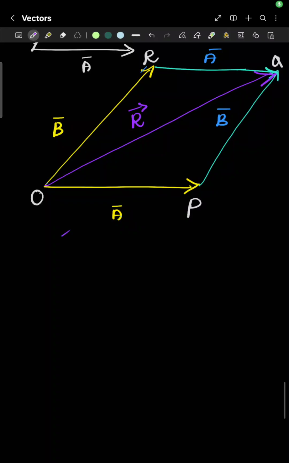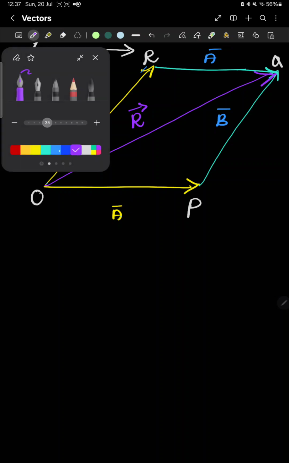In the last video we saw the parallelogram law, how it works, and how when I am adding these two vectors, the resultant vector will be the diagonal of the parallelogram. And now I am going to do the derivation of those things.